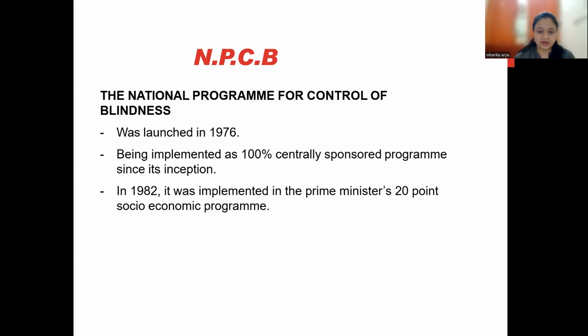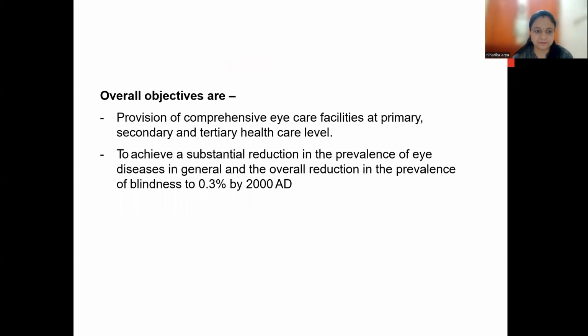In 1982, it was implemented with the Prime Minister's 20-point socio-economic program. So NPCB is the National Program for Control of Blindness. It was launched in 1976. The objective of the NPCB is the provision of comprehensive eye care facility at primary, secondary, and the tertiary healthcare level.